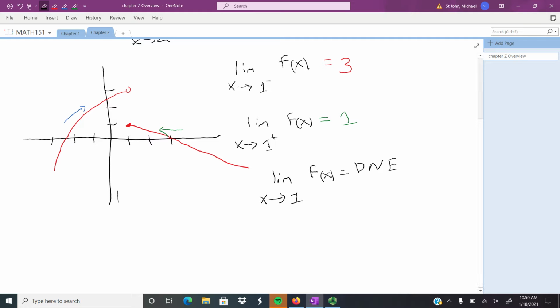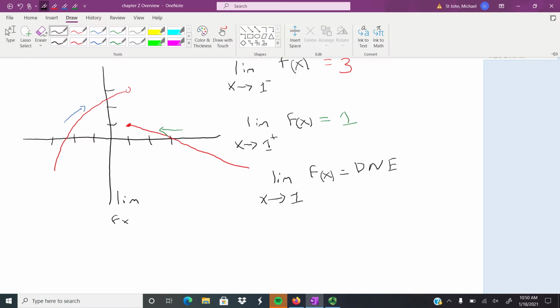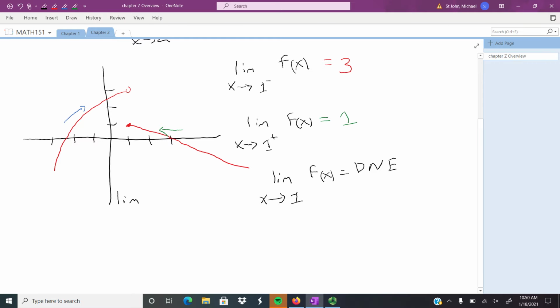But what if I ask this? What is the limit as x approaches 3 of f of x? Now you'll notice that in this case, if I come in this way, I'm here. And if I come in the other way, I'm coming here. And so my answer here is going to be 0.